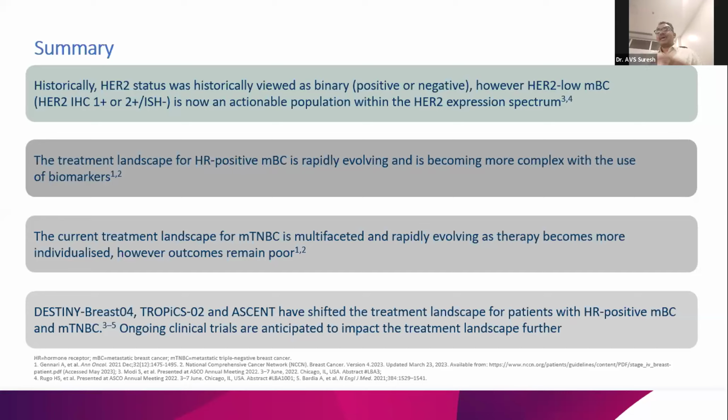The new drugs, especially ADCs, have actually changed it. Two drugs, SG as well as T-DXd, did actually change it. Both of them are acting through two different mechanisms, but the impact is very, very significant. The two landmark trials, whether it is DESTINY or TROPiCS-02, have changed the PFS and OS in a positive note in most of these patients.